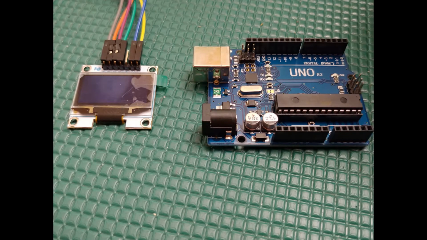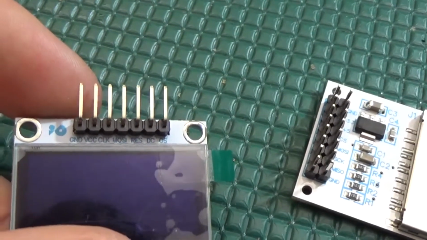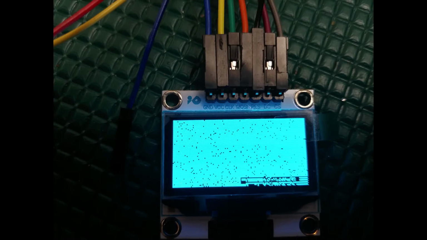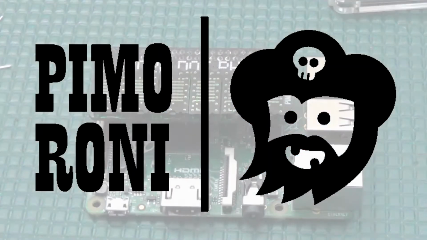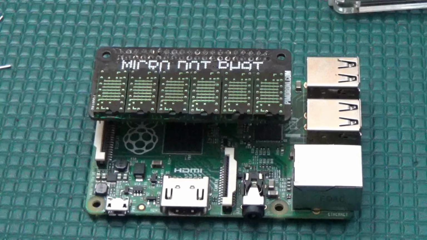I am acutely aware that I've been giving quite a bit of love to Velleman lately, so let's change the pace a little bit. Pie Maroni, it's your turn. Pie Maroni is to Raspberry Pi what Velleman is to Arduino.